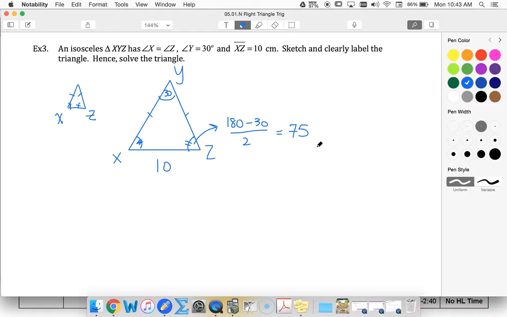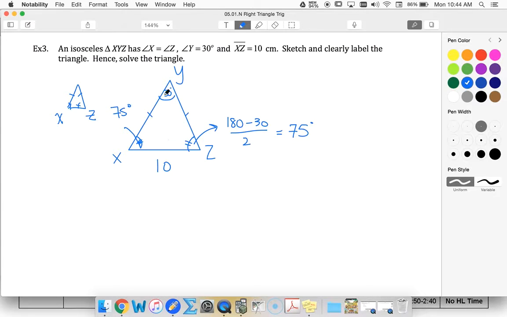Okay, I want to solve the triangle, so I want to know all my missing angles and sides. So 75, I know this angle is also 75, and that's degrees. All of these are in degrees. And now I need to know these missing sides. So I'm going to draw a new triangle with my information. If I put in a right triangle here, so I'm going to put in a perpendicular.